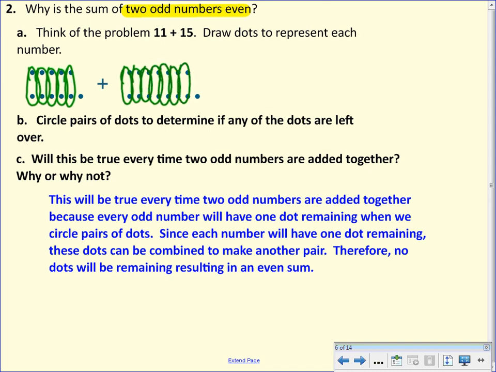But now I have two dots left over. But with those two dots, I can make another group of two. So do I have any dots left over? No. So I was able to make even groups of two.